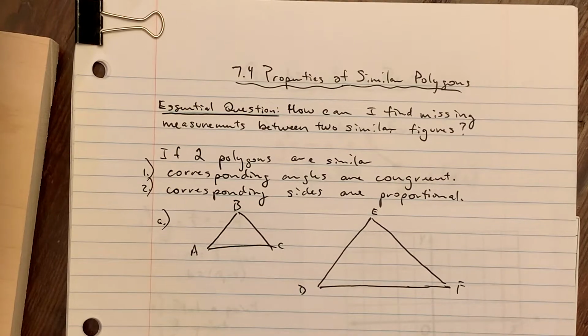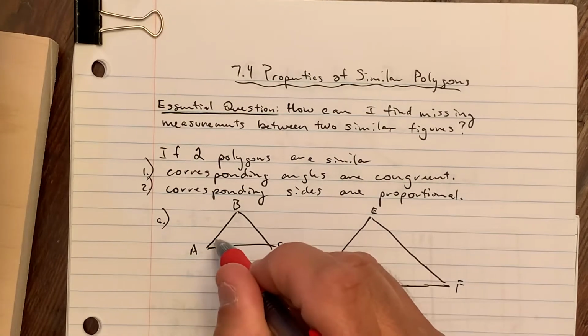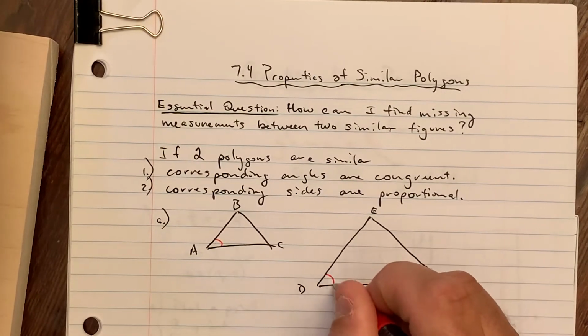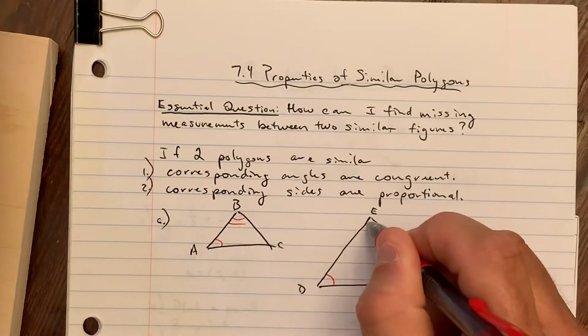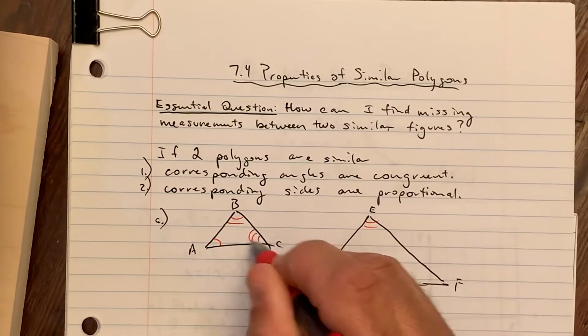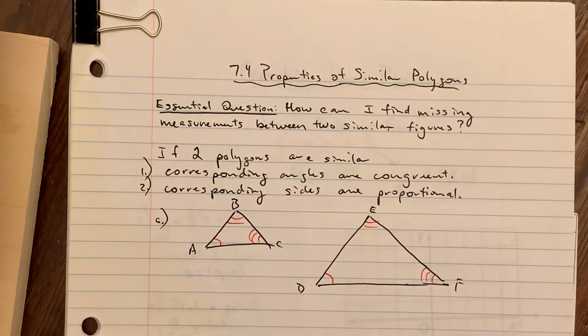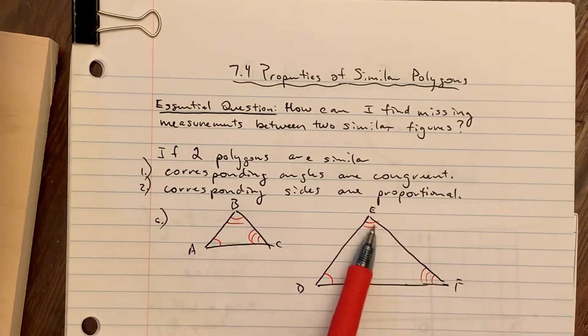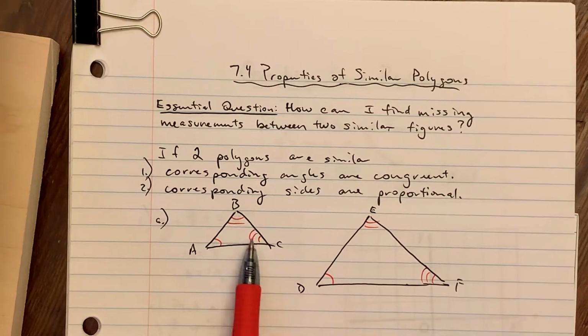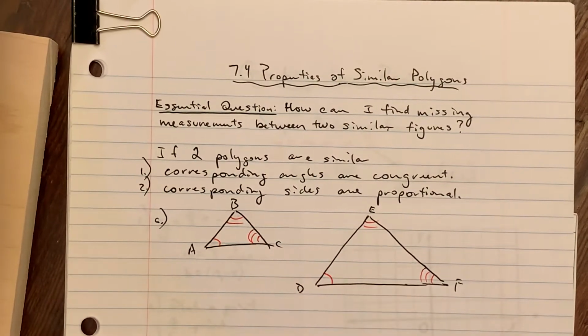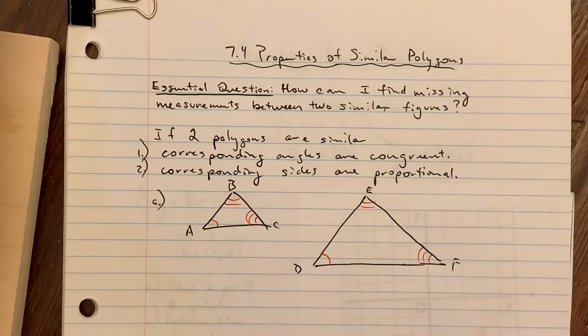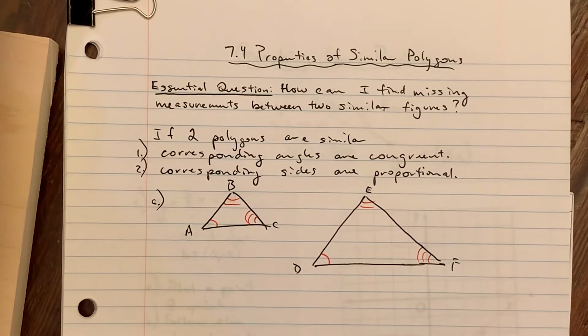So let's talk about our corresponding angles being congruent. We'll go back to our angle arcs. With these angle arcs, angle A and D are congruent. B and E are congruent because they get the 2. C and F are congruent because they have the 3. Even though these triangles are not the exact same size, they can have the same angle measures. That's okay.